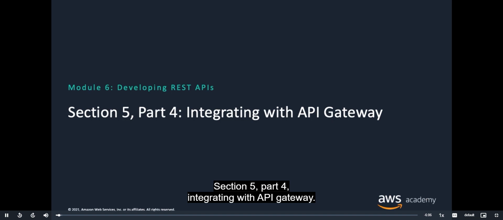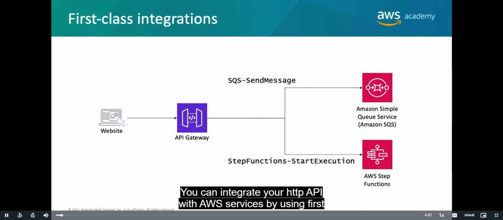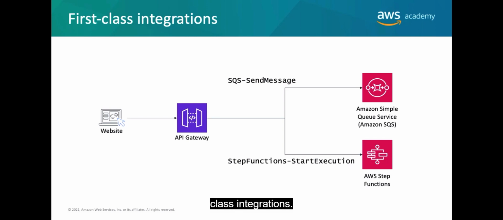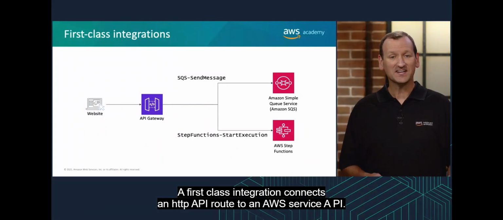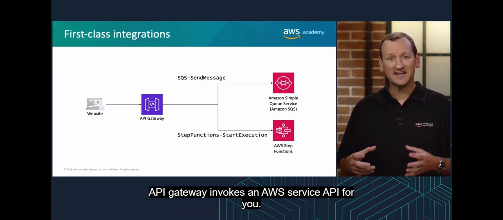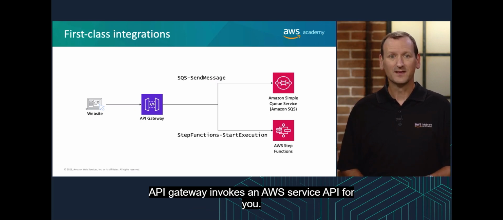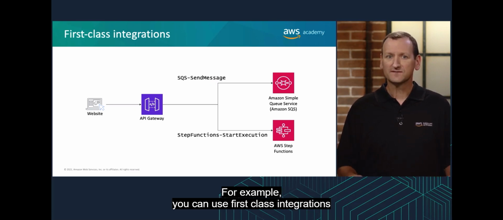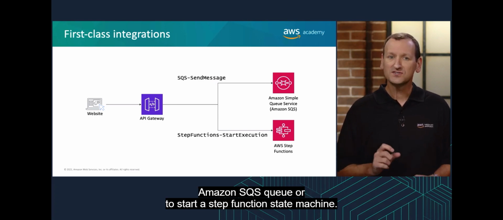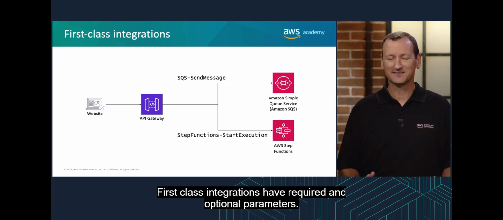Integrating with API Gateway. You can integrate your HTTP API with AWS services by using first-class integrations. A first-class integration connects an HTTP API route to an AWS service API. When a client invokes a route that's backed by a first-class integration, API Gateway invokes an AWS service API for you. For example, you can use first-class integrations to send a message to an Amazon Simple Queue Service, or Amazon SQS, queue, or to start a Step Functions state machine.